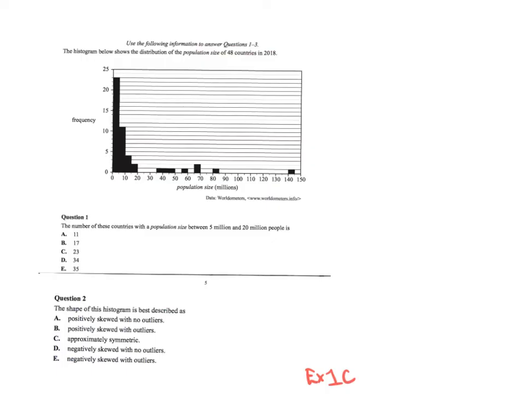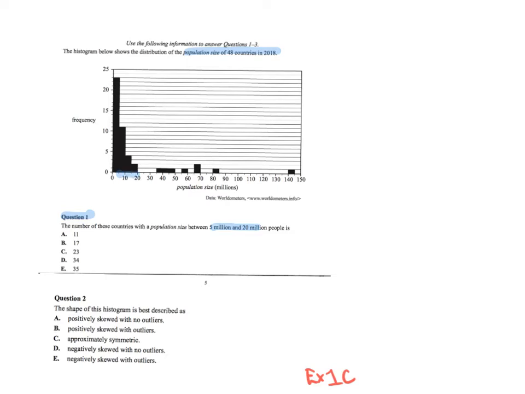Okay, this is an example of an exam question, so I'm just going to go through it with you. The histogram below shows the distribution of the population size in 48 countries in 2018. So this is question 1, so it should be our really easy and basic question. The number of these countries with a population between 5 million and 20 million people. So you want to go between 5 million, which looks like here, up to 20 million.